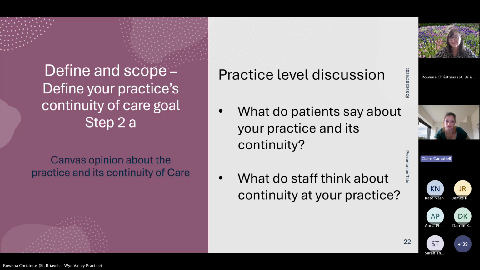Thanks, Rowena. That's great. So we're moving on to step 2 of the Continuity of Care Toolkit. And this stage is all about defining your goal as a practice and scoping out what your current situation is. And 2A specifically is about canvassing the opinion of both staff and patients about continuity of care.